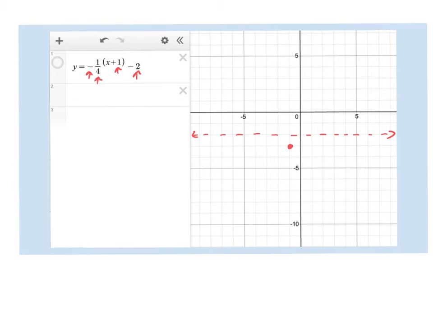Because this is a fraction, instead of moving to the right 1 unit, I need to move to the left 1 unit. And since it's 1/4, I need to go 1, 2, 3, 4 units away from the asymptote. So I have my asymptote and I have my 2 locator points. So it will look something like that for my graph.